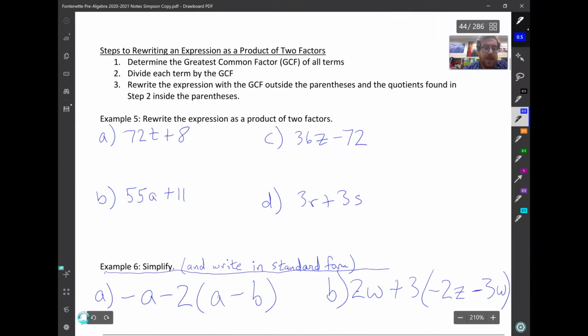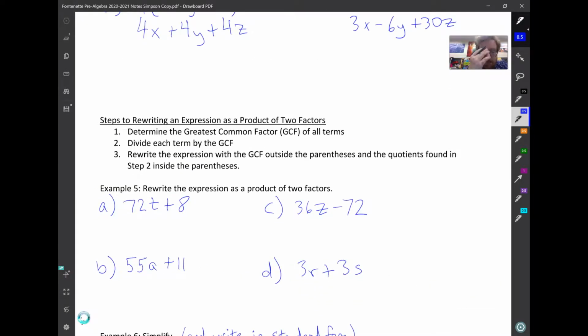Now, the next section under example 5, it's like going backwards from what we've been doing. In example 5a, there are no parentheses here, and my goal is to go from this expression back to one where there are parentheses. The steps you can follow are right here above it. First, determine the greatest common factor of all the terms. So 72 and 8. The greatest common factor that 72 and 8 have is 8 itself. So we did that. It's 8.